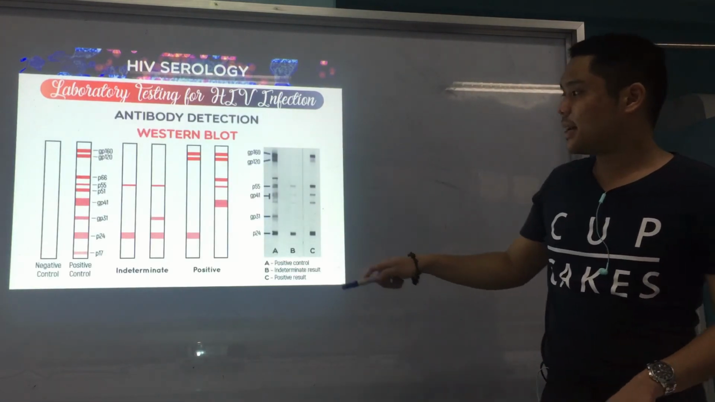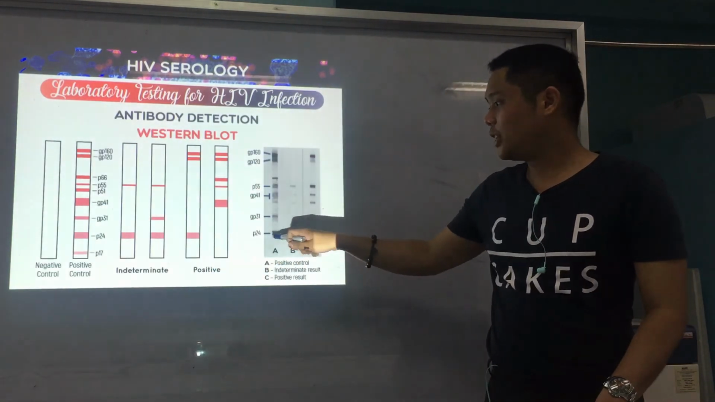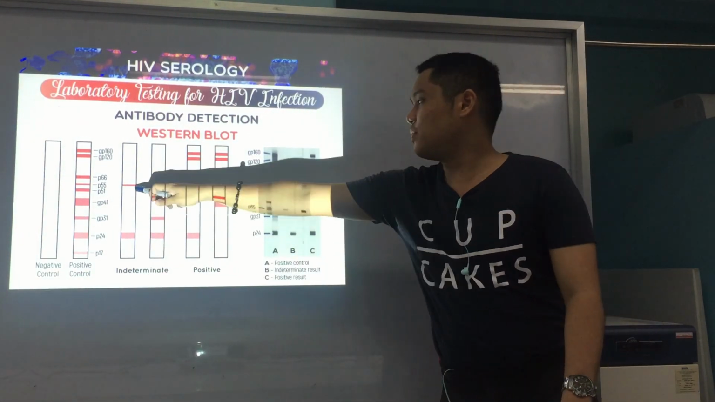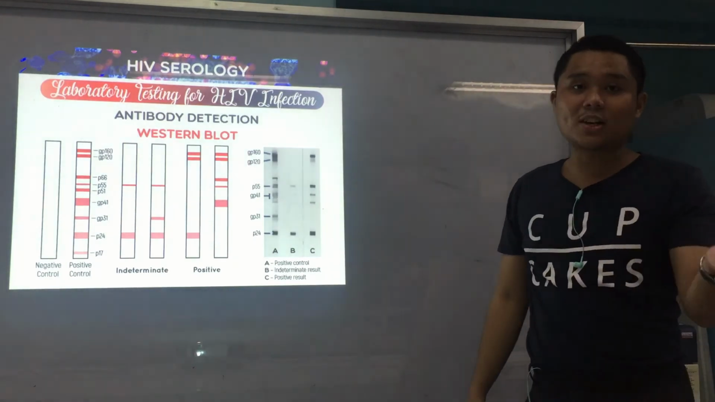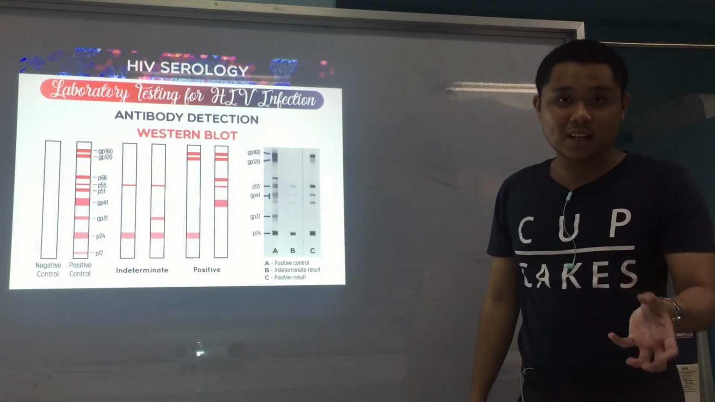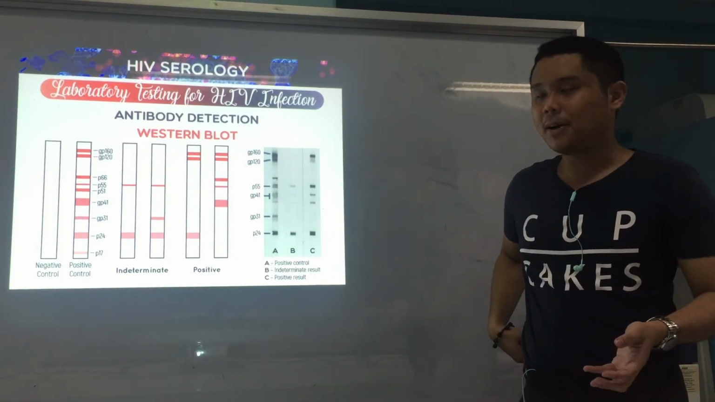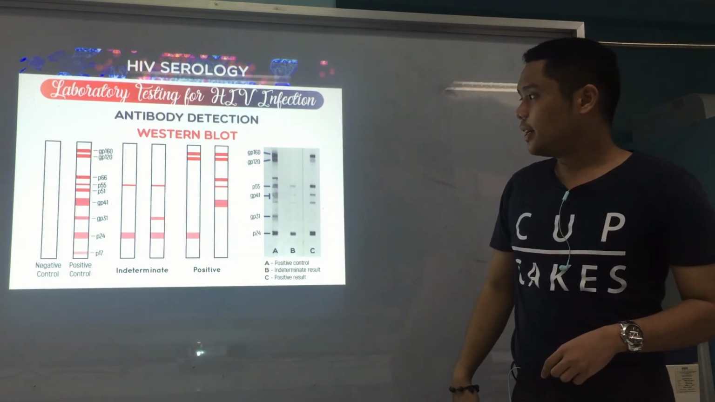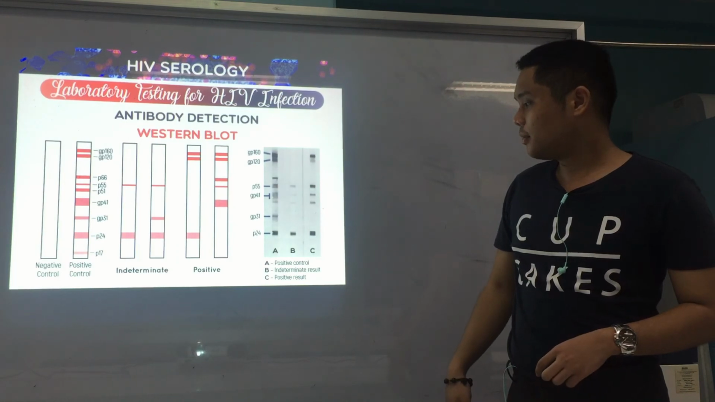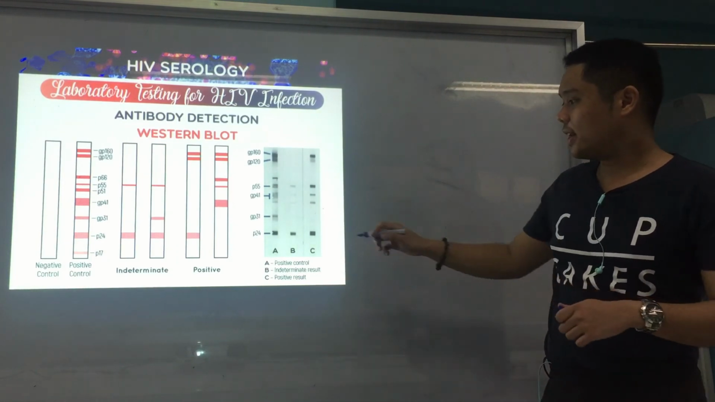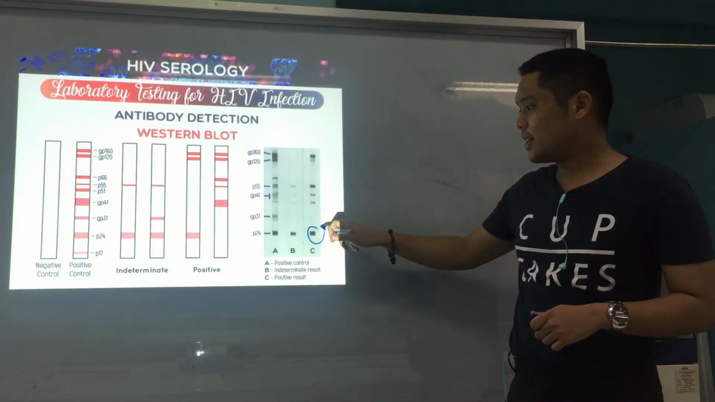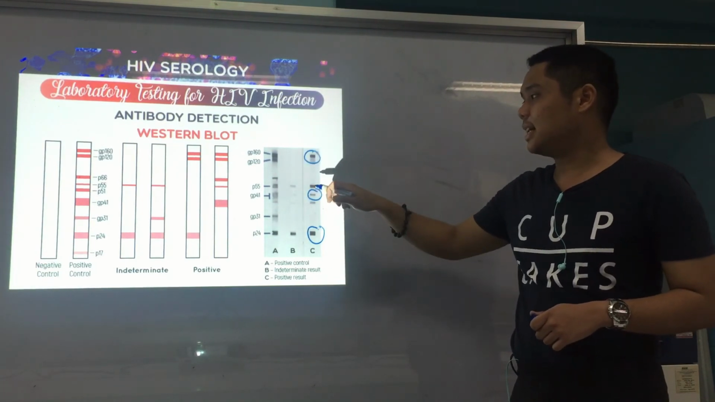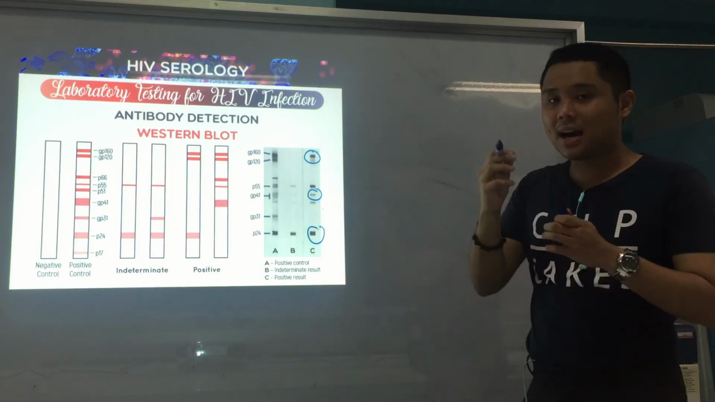Indeterminate result, why? Because ang ni positive ra is P24, okay? Siya rang usa, together with P55. But again, P55 is not included in the criteria for a positive HIV result, diba? Whereas for positive, ang naa is P24. You also have here, mas klaro diri. So positive result letter C, P24. You also have GP41 and you also have GP160 and GP160 kay baga ang band.